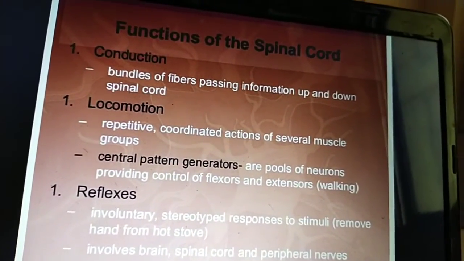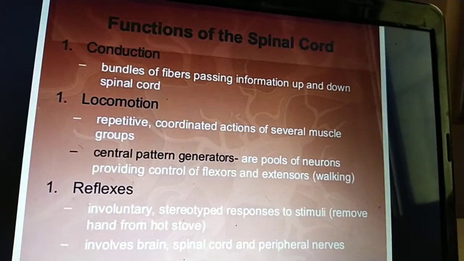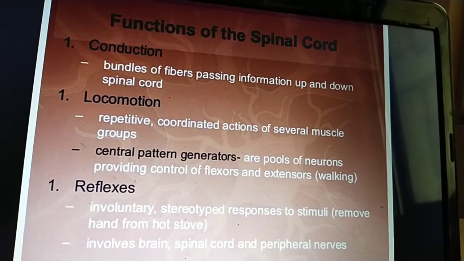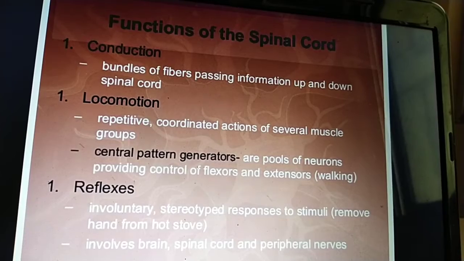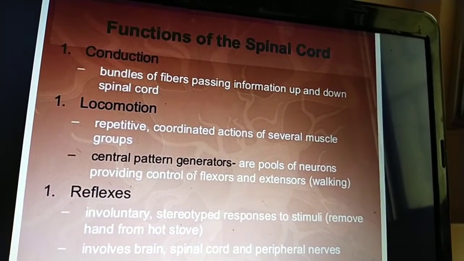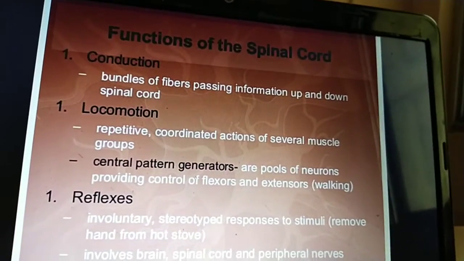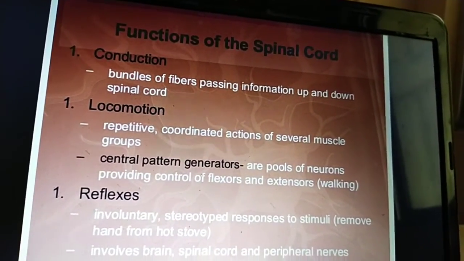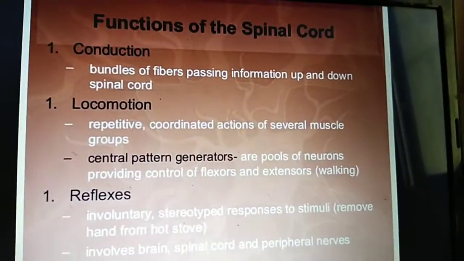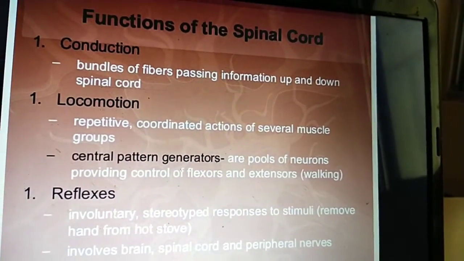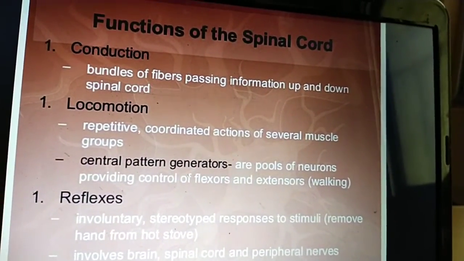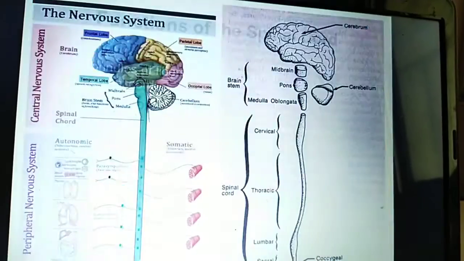And reflexes: involuntary, stereotyped responses to stimuli, like removing your hand from a hot stove. Involuntary responses involve the brain, spinal cord and peripheral nervous system. These are the main functions of the spinal cord: conduction, locomotion, and reflexes.